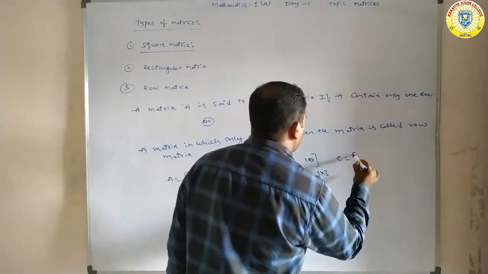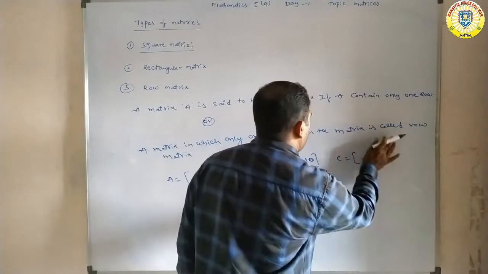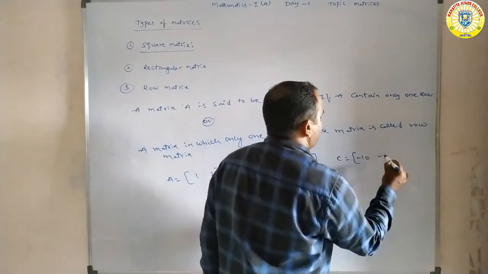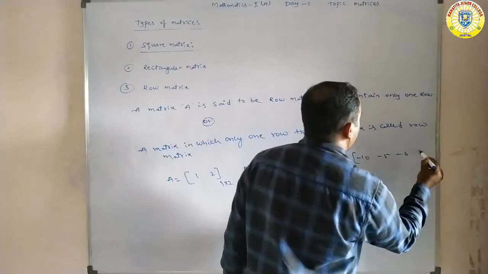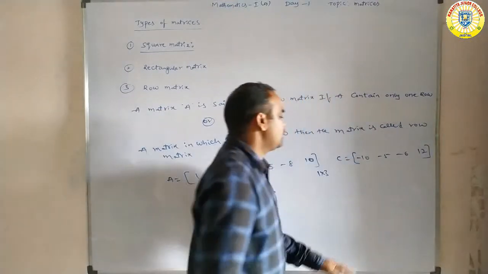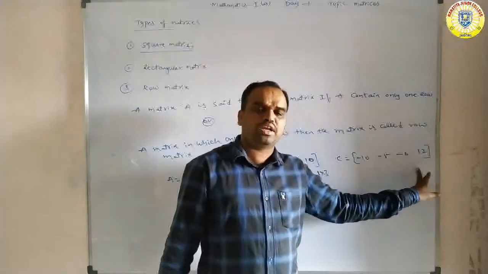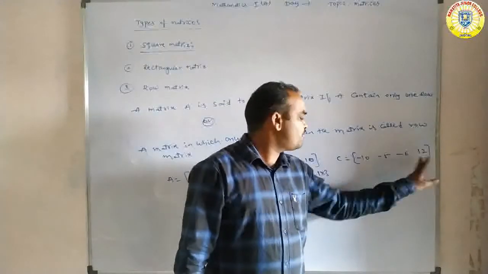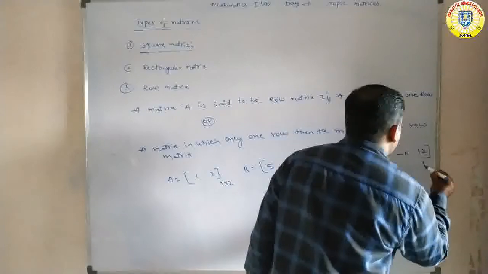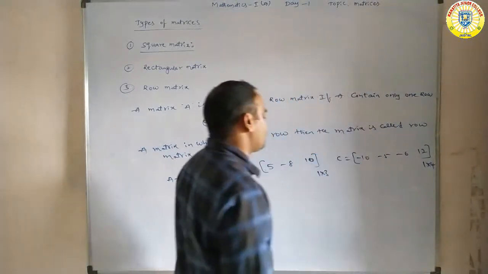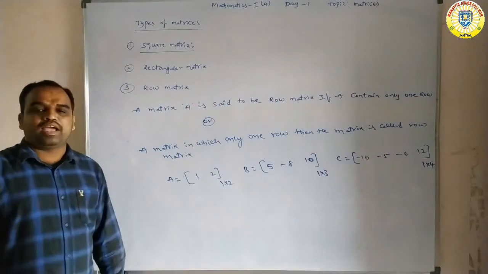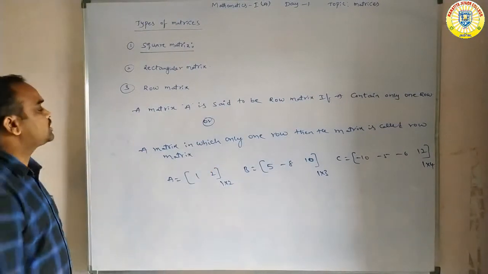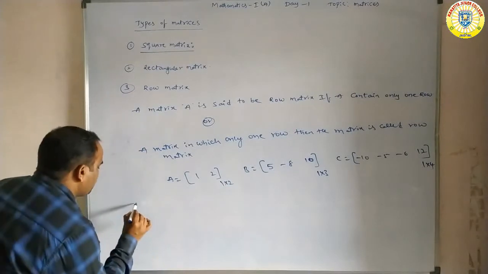Here C is equal to minus 10, minus 5, minus 6, plus 12, like this. How many rows are there? Only one row. How many columns? 1, 2, 3, 4 columns. That's why the order is 1 cross 4. What is the definition? A matrix in which there is only one row, then the matrix is called a row matrix. Next one, column matrix.